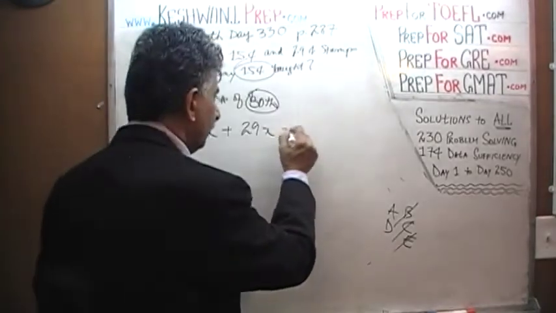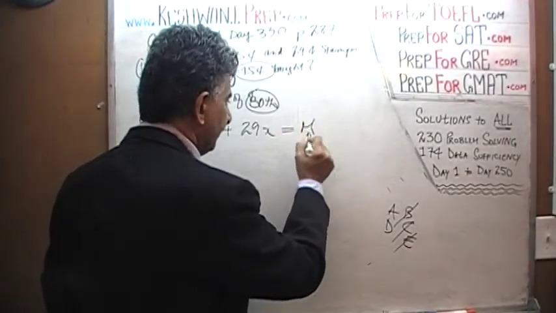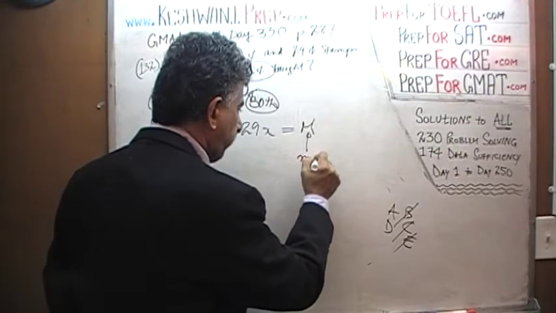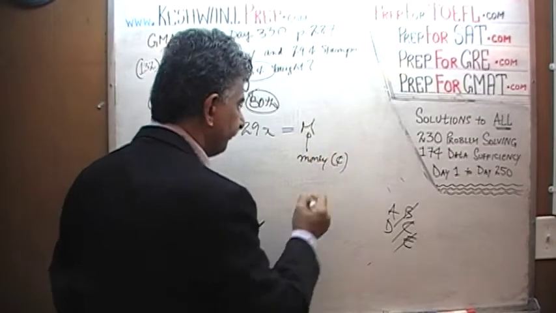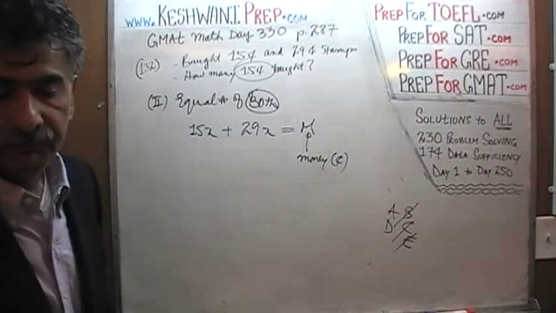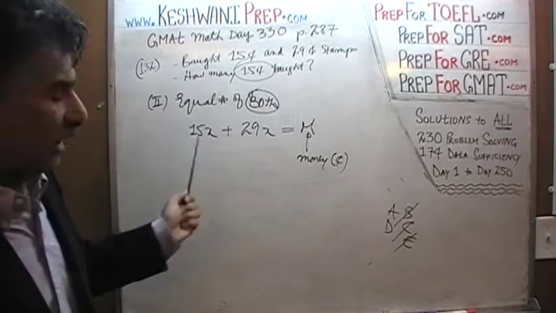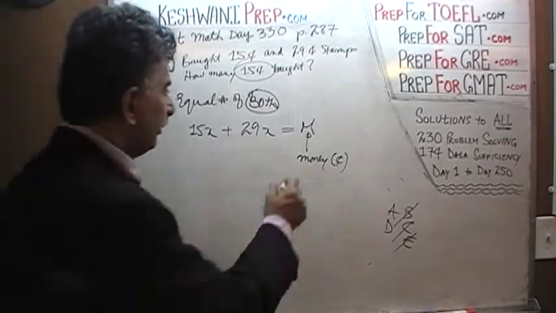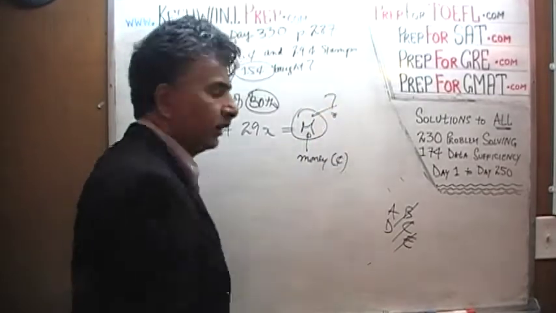And that has to equal the amount of money that we spend. This is the money that we spend in cents. Do you see a problem here? We cannot tell what the X is here because we don't know what M is. M is a question mark.